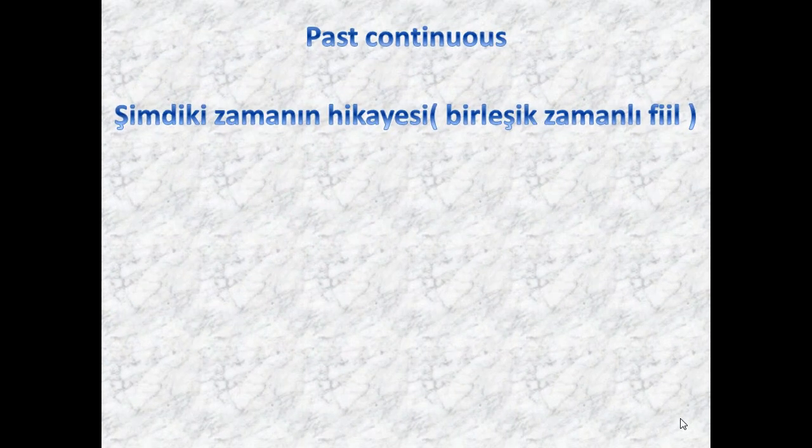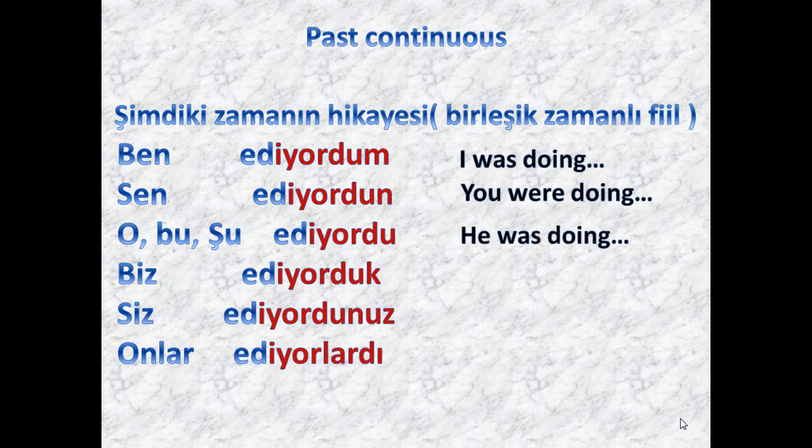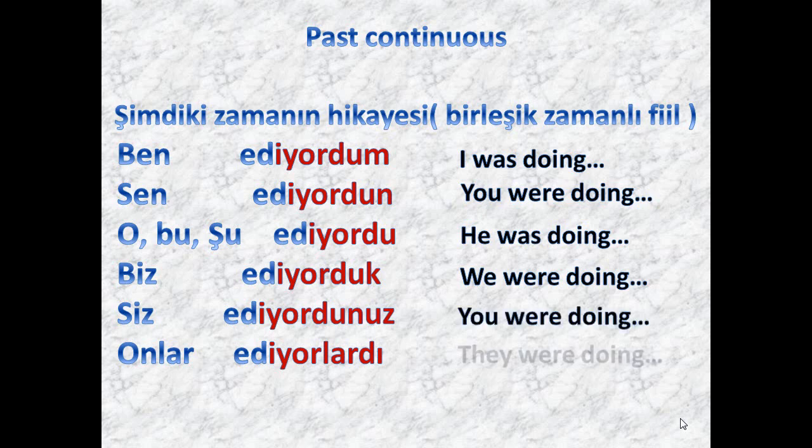Now here we have past continuous. Ben ediyordum. Sen ediyordun. O bu şu ediyordu. Biz ediyorduk. Siz ediyordunuz. Onlar ediyorlardı. I'll read it once again. Ben ediyordum, sen ediyordun, o ediyordu, biz ediyorduk, siz ediyordunuz, onlar ediyorlardı.